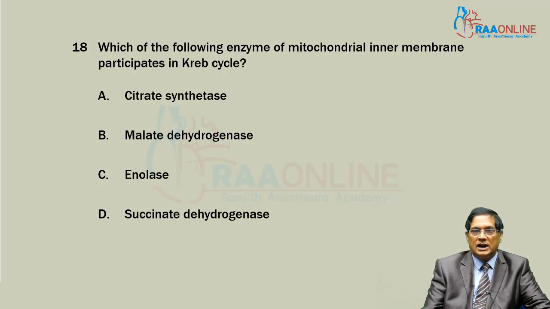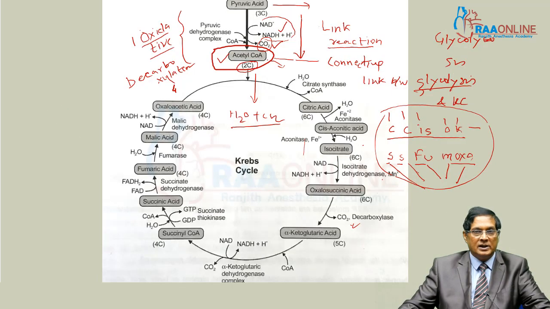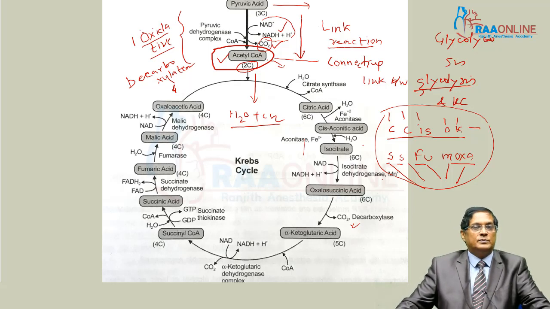Which of the following enzymes is of the mitochondrial membrane? Back to the Krebs cycle again. These are the various enzymes that participate in the Krebs cycle. A number of enzymes are associated with each step, and most of the enzymes are found in the matrix of mitochondria except this one. This enzyme is found in the mitochondrial membrane.